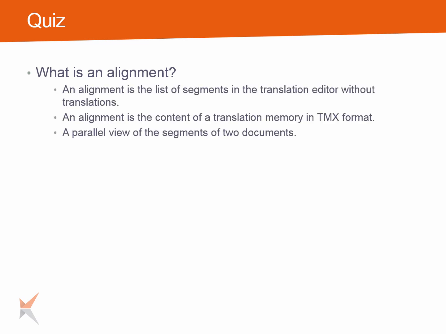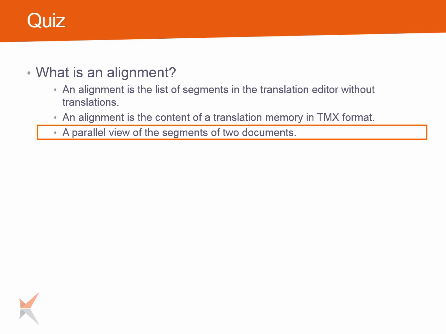Here comes the quiz. First question. What is an alignment? The possible answers are: an alignment is the list of segments in the translation editor without translations; an alignment is the content of a translation memory in TMX format; or a parallel view of the segments of two documents. The correct answer is a parallel view of the segments of two documents.